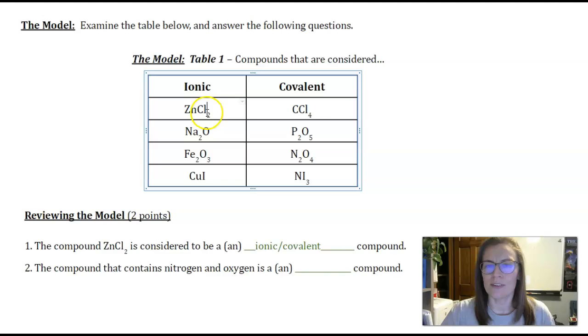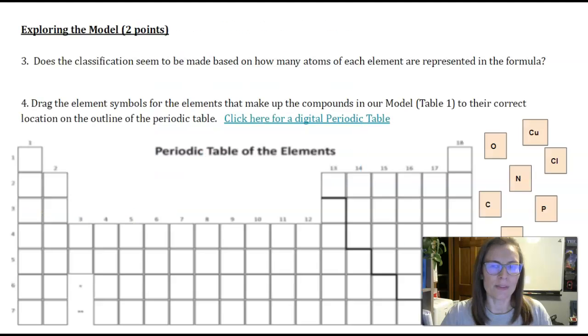This little 2 tells us 2 chlorine atoms. This little 2 tells us 2 sodium atoms, right? And it looks like subscripts exist in both categories. We have some on the ionic side, we have subscripts on the covalent side. So do you think subscripts are the thing that we're looking for to tell us whether or not they're ionic or covalent? All right, so think about that before you answer.